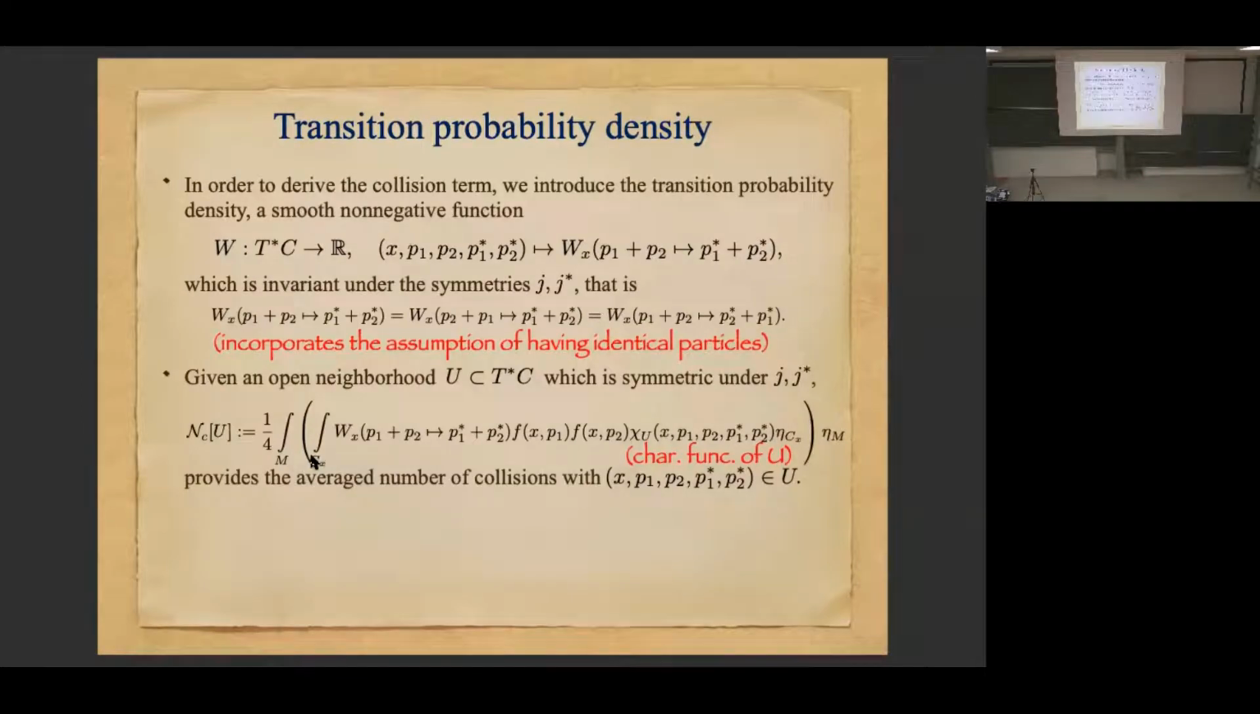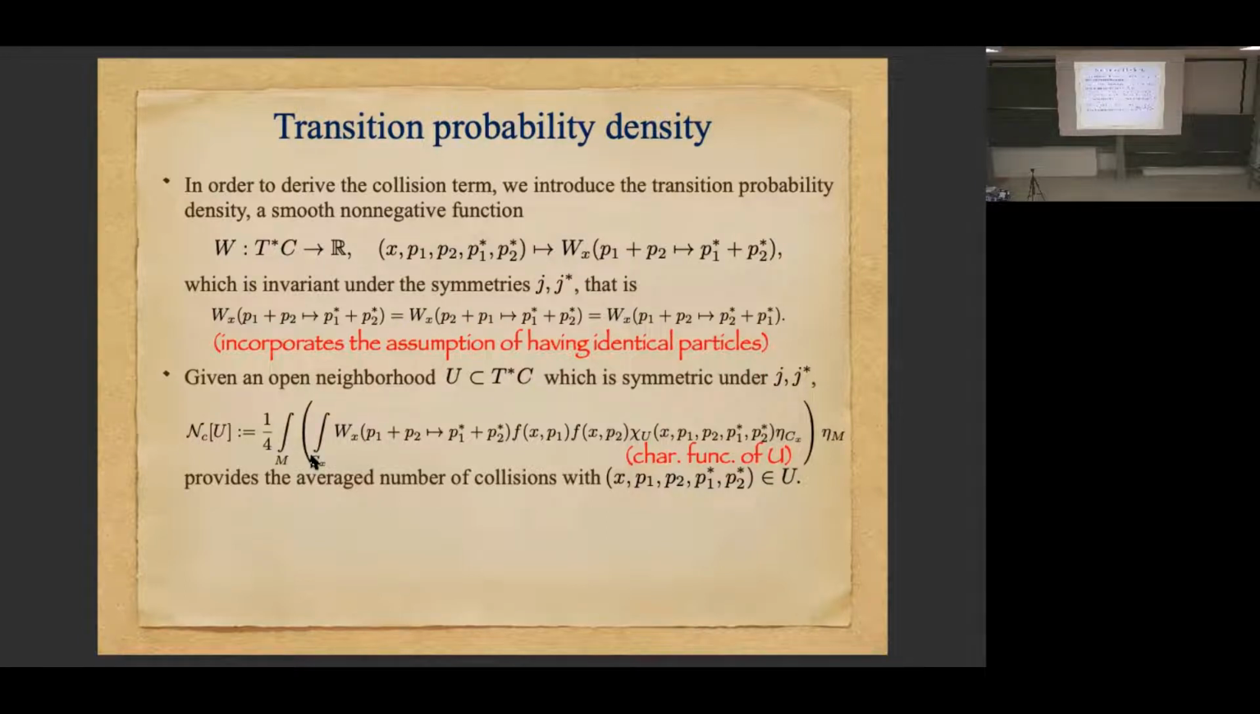All right, so now we come closer to the collision term. So now I introduce the transition probability density. Okay, so this is a function from this bundle here, T star C, to R. And we are going to require that it is invariant with respect to J and J star. Because if I interchange P1 and P2, that's really just because the particles are identical, I'm not doing anything. So this should be symmetric with respect to that. And then given a neighborhood in this collision bundle, which is symmetric here.